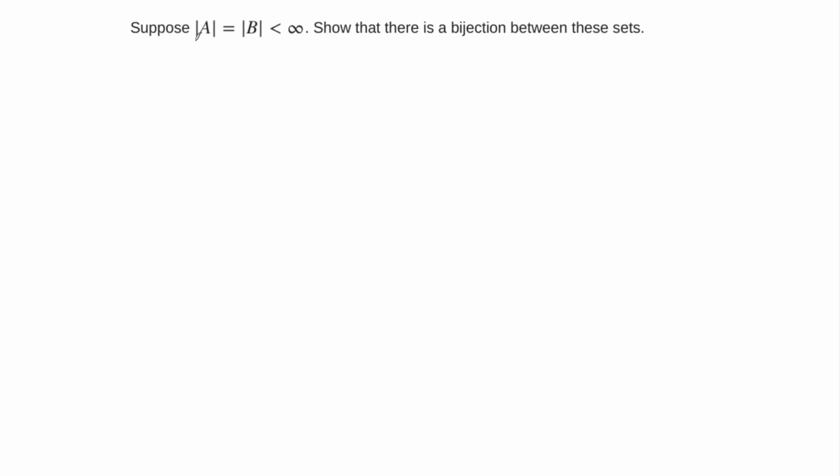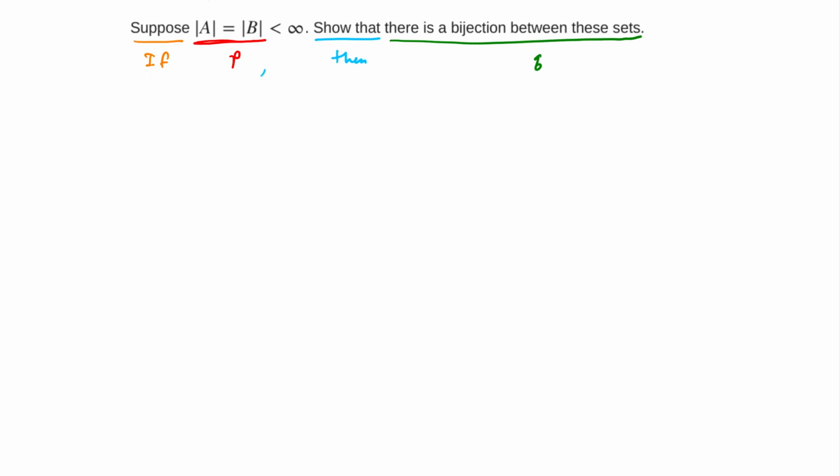is a conditional. So let's say this is our proposition P, that A and B have the same cardinality, and this is the proposition Q. There's a bijection between them. This statement can be read as if P, so if they have the same cardinality, then there is a bijection between the two sets. So if P, then Q.